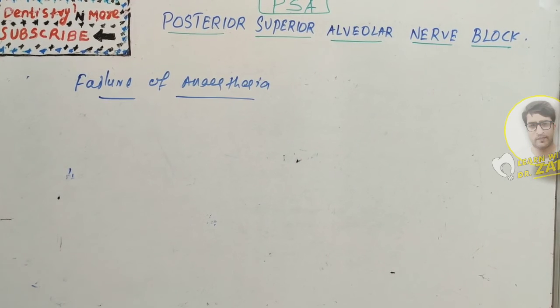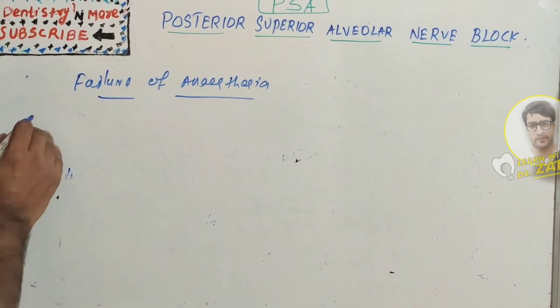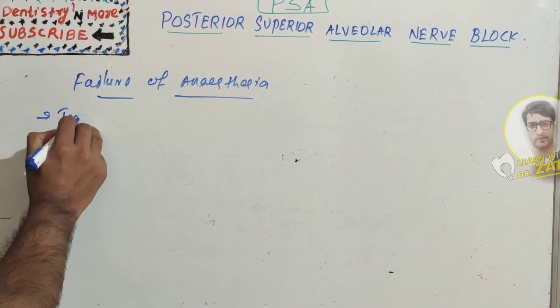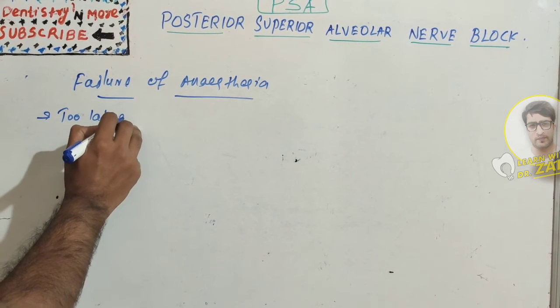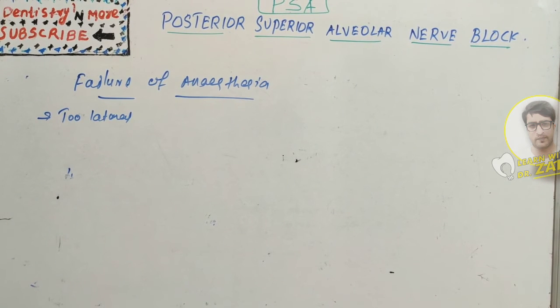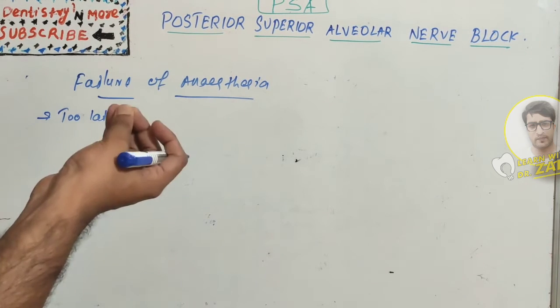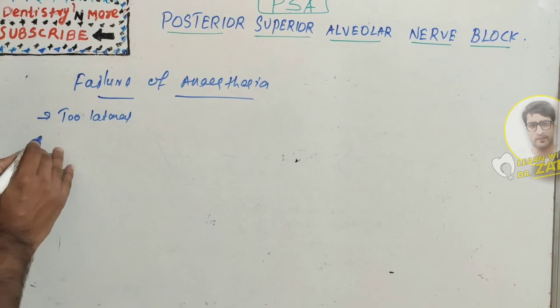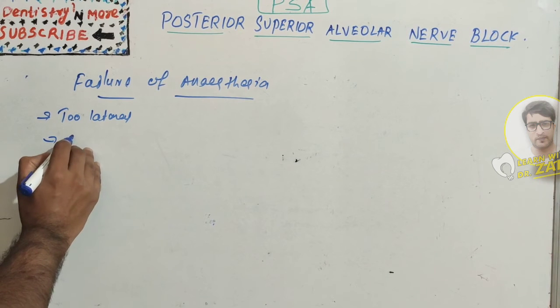So what are the reasons for failure of anesthesia? One thing is, the needle is too lateral, so we need to redirect the tip medially when it is going too lateral, or the needle is too posterior.